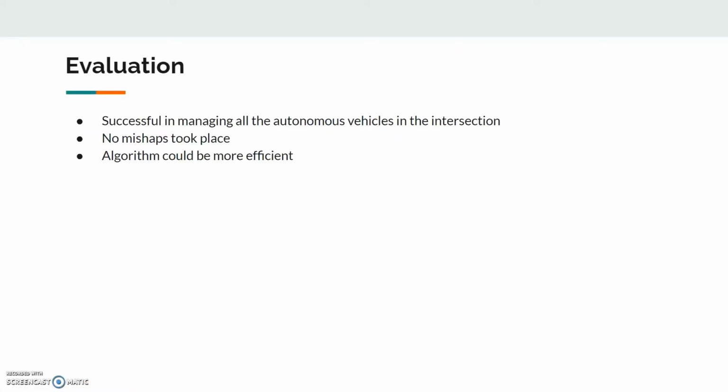So evaluating the performance of that demonstration, we clearly saw that it was successful in managing all of the autonomous vehicles that interacted with the intersection. And we also saw that there were no mishaps or collisions that took place. And there never will be based on this program because it's more so a proof of concept with everything going correctly. Whereas in real life, there are factors that are variable and can change.